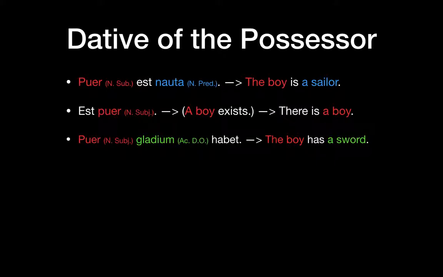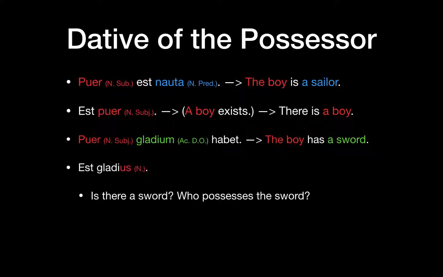Take a look at these three examples. Is there a sword? Who possesses the sword? What if I want to answer these questions, both at the same time? How would I do it? I answer the first question by saying est gladius. Is there a sword? Est gladius. Yes, a sword exists. There is a sword.